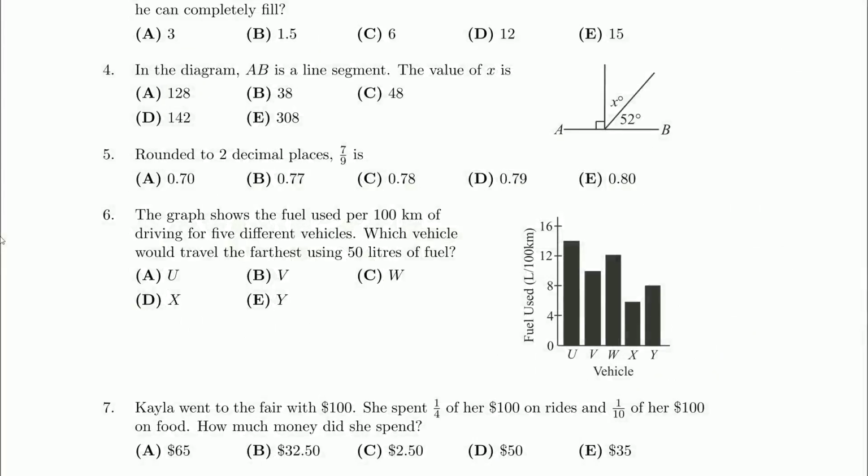Welcome back. We're continuing our look at the grade 8 Gauss paper from 2009 and we're up to question number 6. The graph shows the fuel used per 100 kilometers of driving for 5 different vehicles: U, V, W, X, Y. Which vehicle would travel the farthest using 50 liters of fuel?